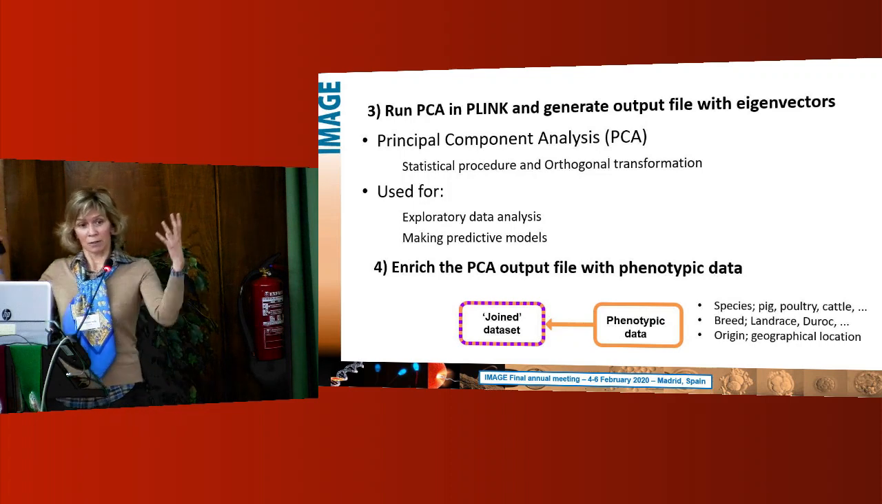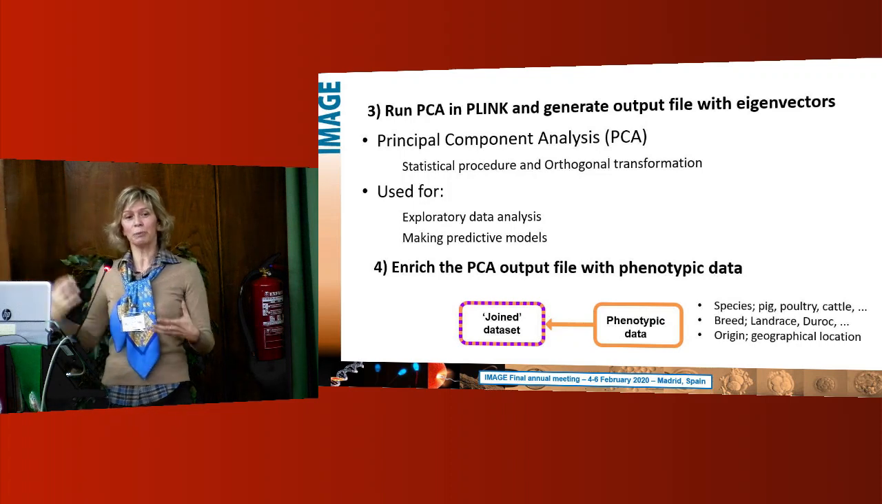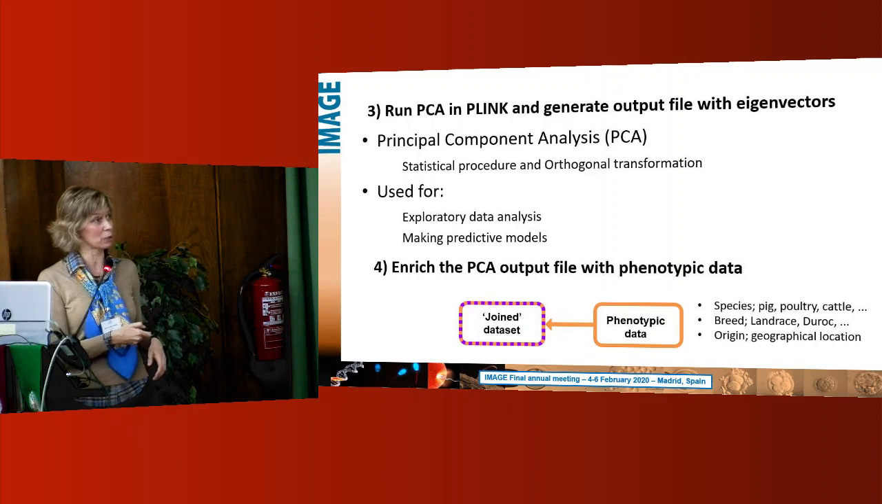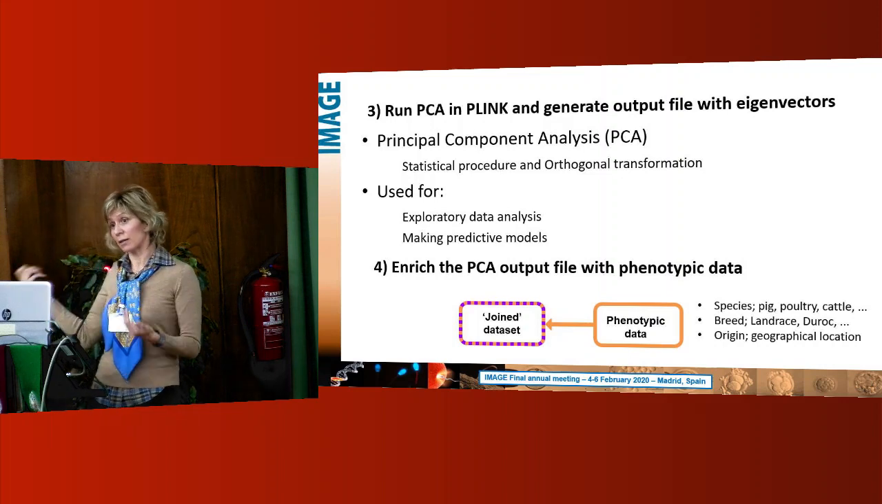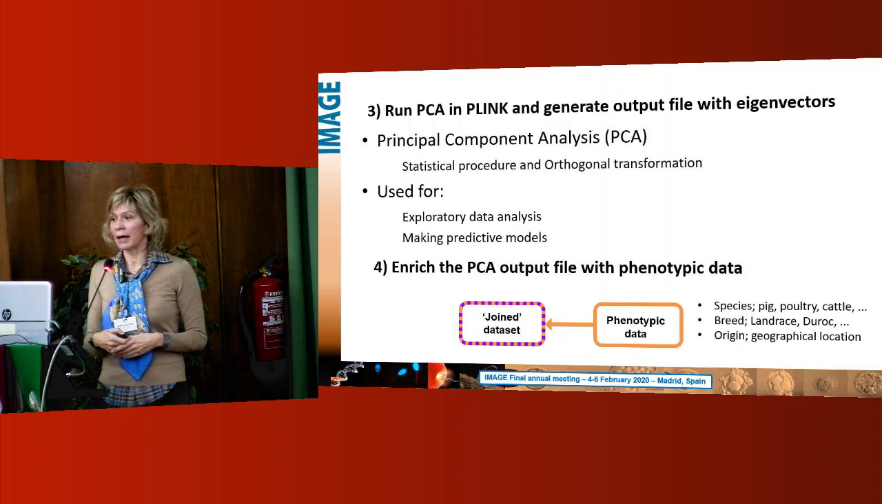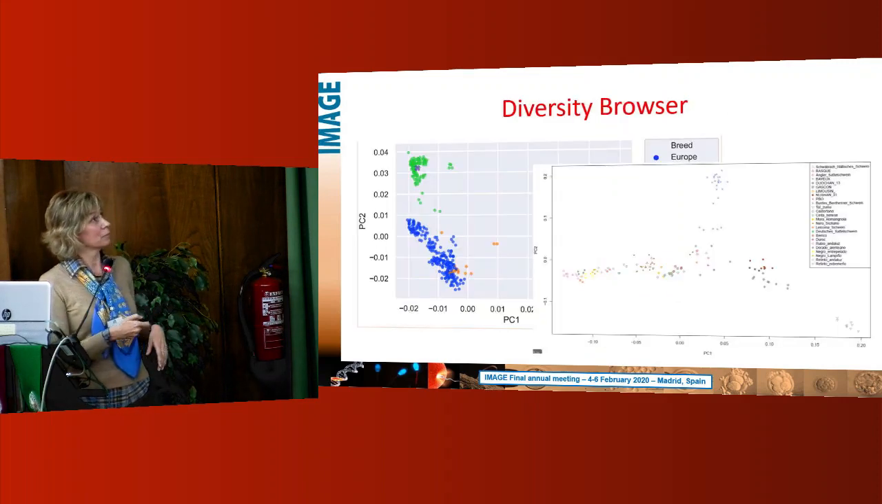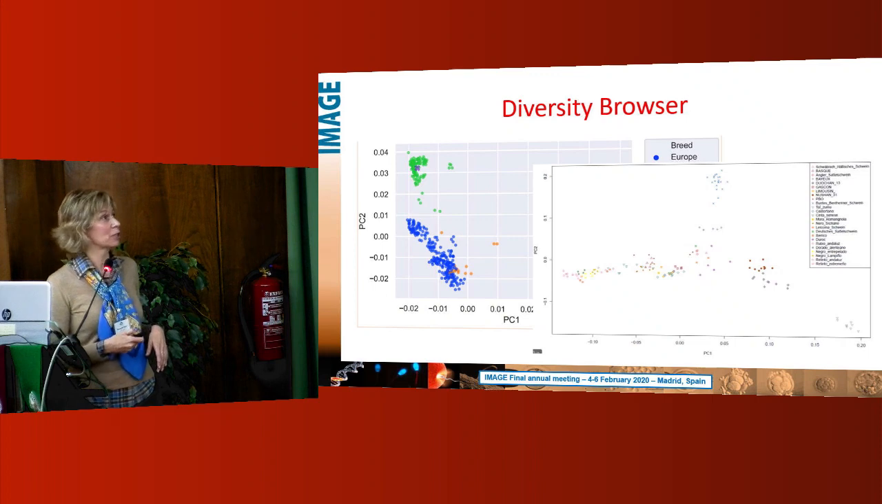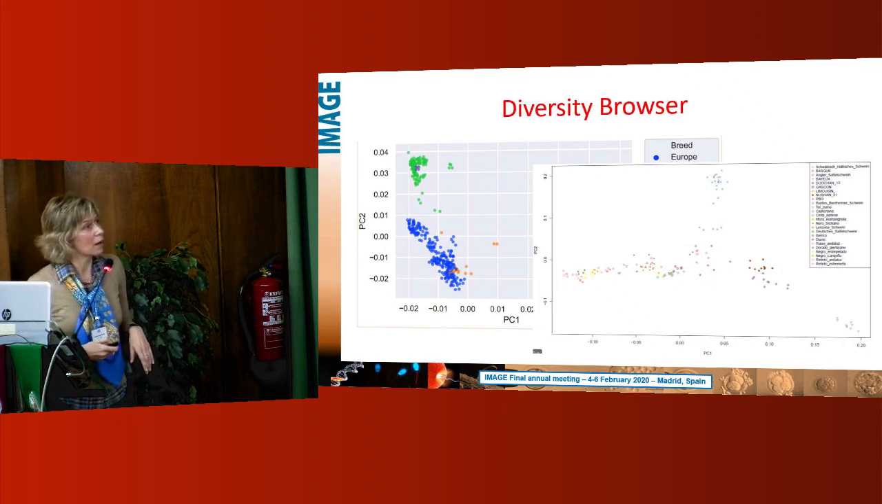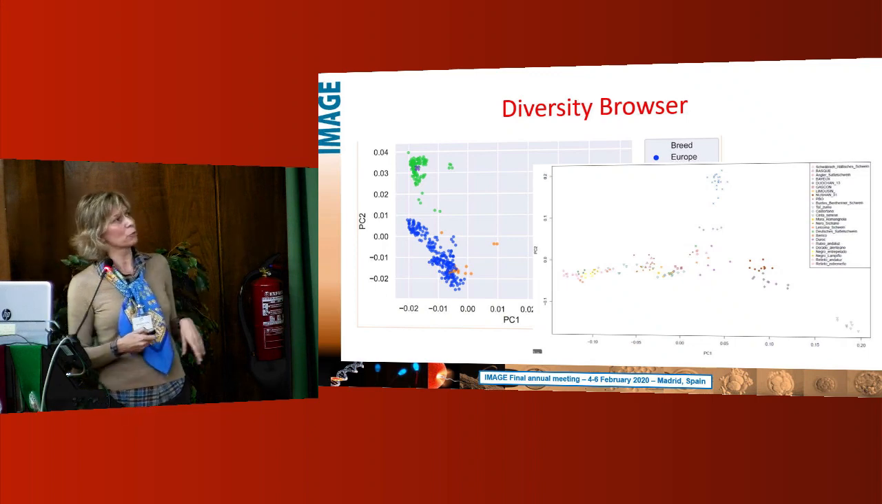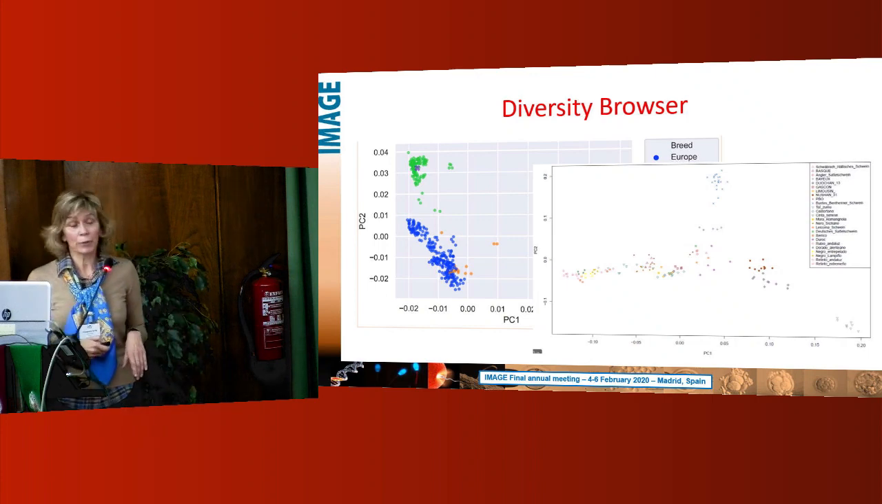The important thing is that from a single entry point, you'll be able to enrich this information with phenotypic data that are collected in the IMAGE database to produce nice and visual representation of the population you are interested in contrasting. Here is, for example, by continent, and here is all the example with pigs with all the different breeds.